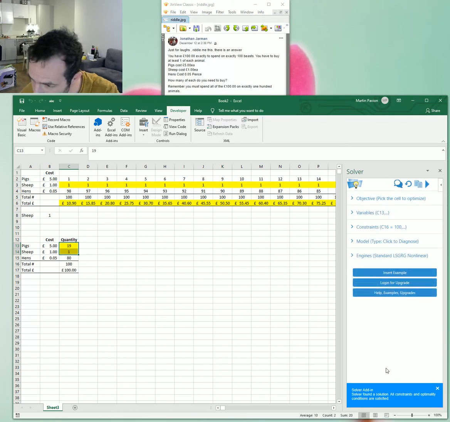Solver found a solution. All constraints are optimally conditioned. Optimality conditions are satisfied. So you see here, Excel has found this for us. It's put 19 pigs, 1 sheep, and it's given us our answer. So I love this. I think there's so many uses for it. Not that I found any yet, but I'm probably going to spend a lot of my Christmas going online, finding maths puzzles, and using Solver to see how I can get the results for that.